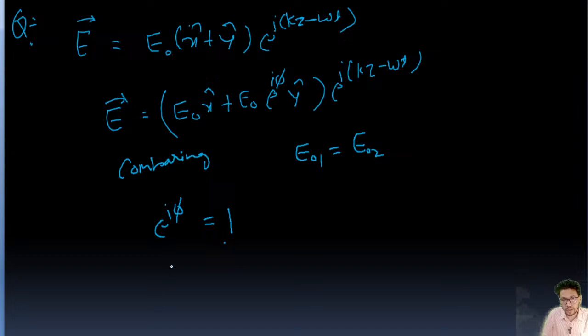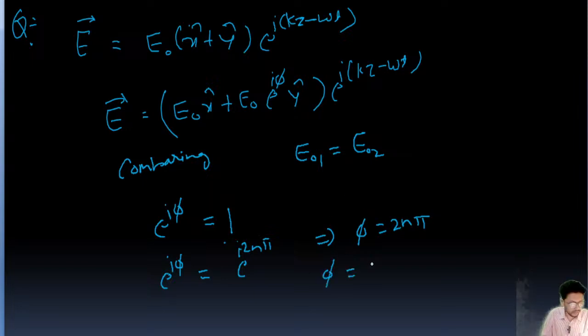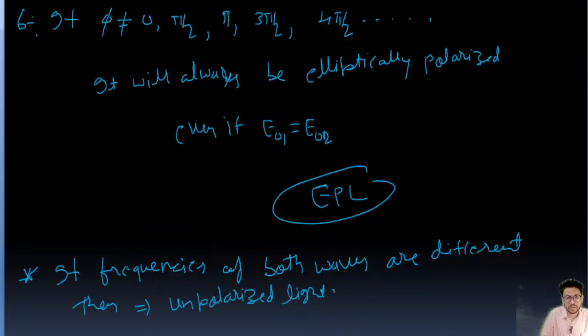Second, the value of 1 we know: e to the power i phi equals e to the power 2n pi iota. From here we get phi equal to 2n pi, which means the value of phi is going to be 0, 2 pi, 4 pi, and so on. So here E1 not equals E2 not, these values are equal, and the phi value is 0, 2 pi. It means this is plane polarized light, guys.